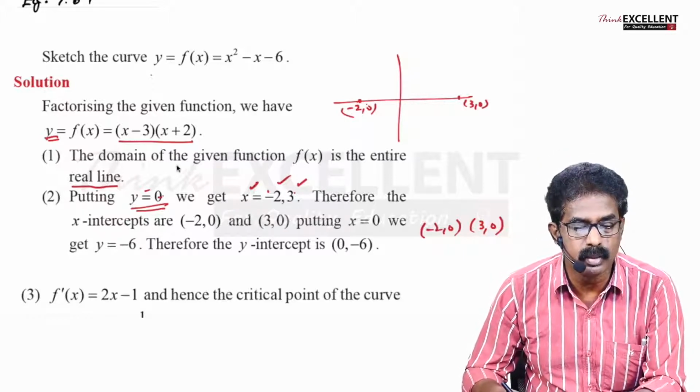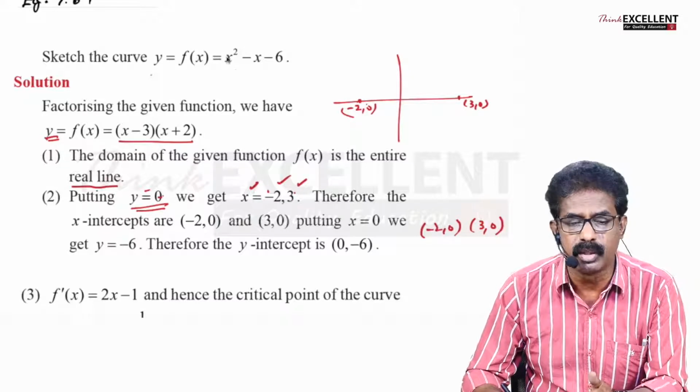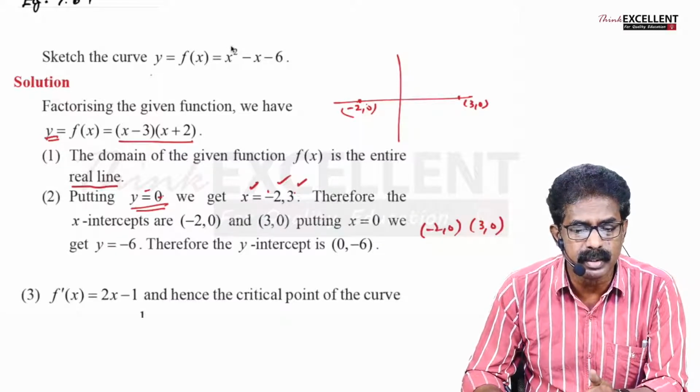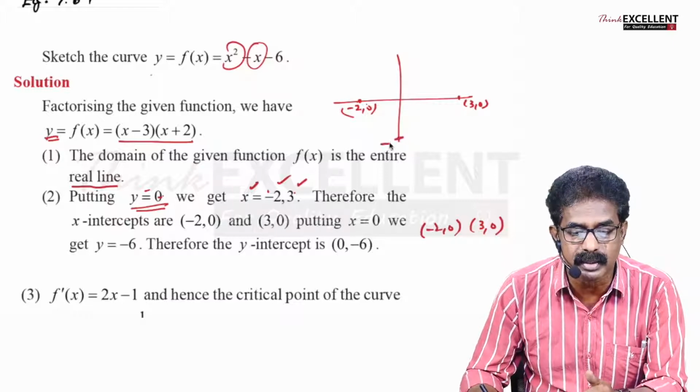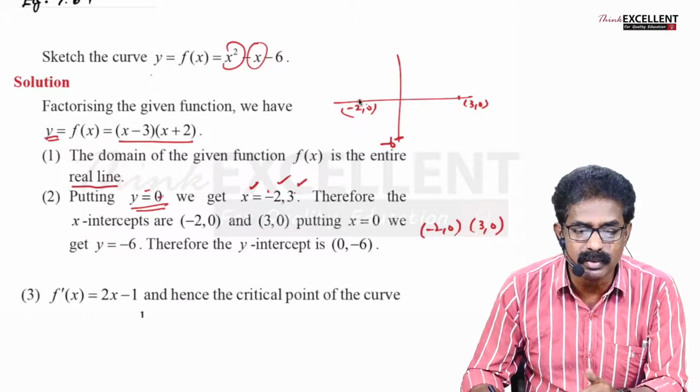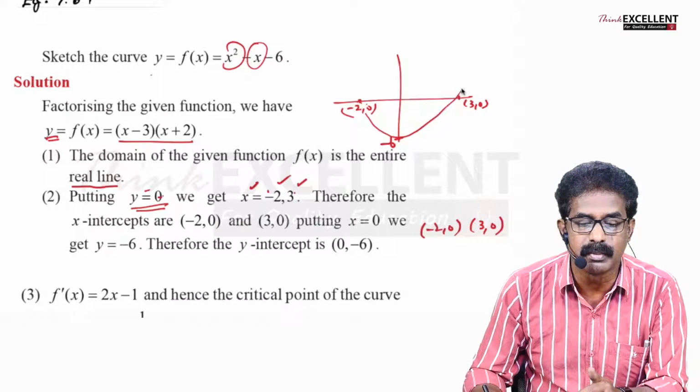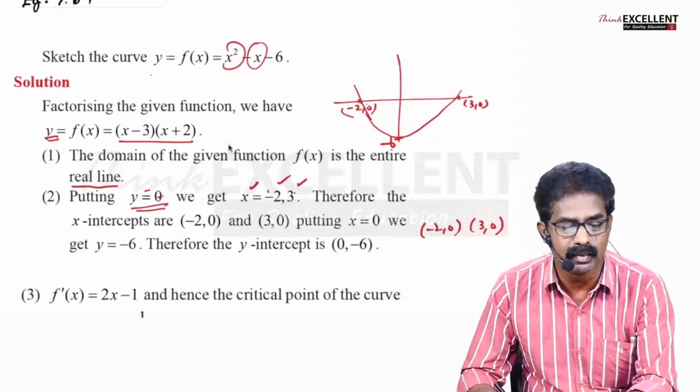Then you find the y-intercept. You put x equals 0. If you put x equals 0, this term 0, this term 0, you will get y equal to minus 6. y equal to minus 6, it is somewhere here. So now itself you get some idea, right? The curve should be something like this, right? Okay. Now let us see.